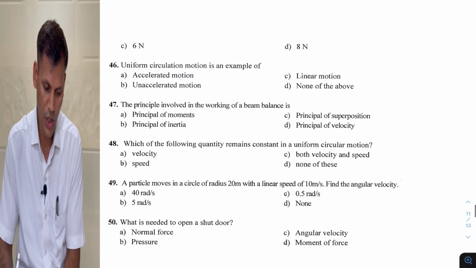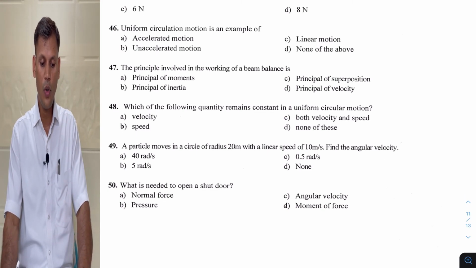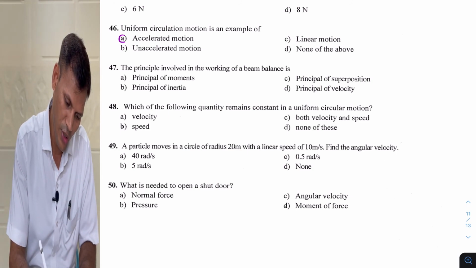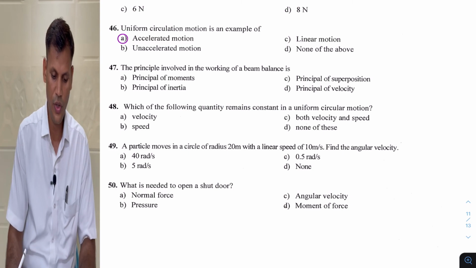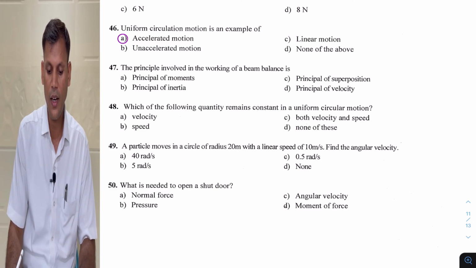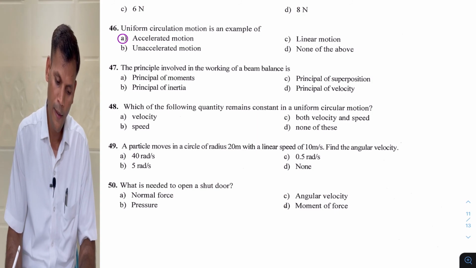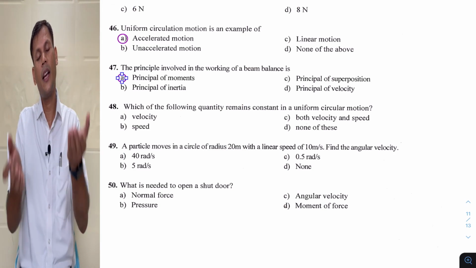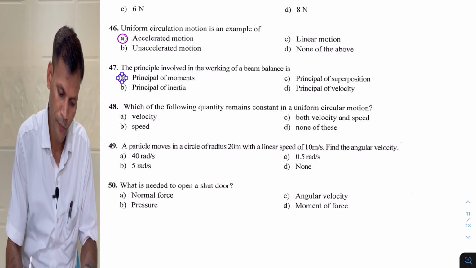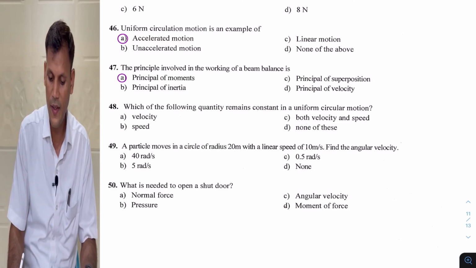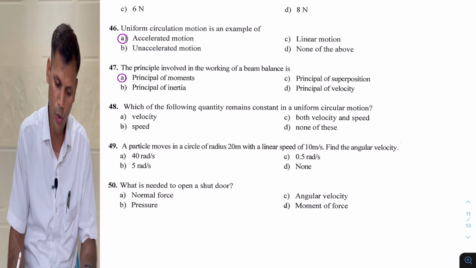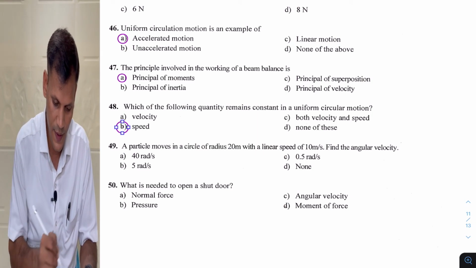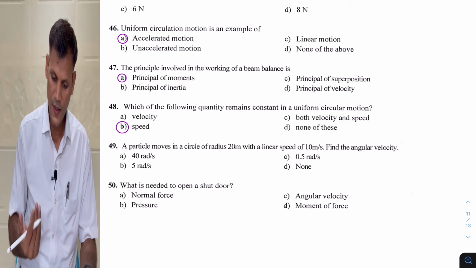Now next is question number 46. Uniform circular motion is an example of accelerated motion. The principle involved in the working of a beam balance is the principle of moments. One time clockwise moment, another time anti-clockwise moment. Which of the following quantities remains constant in a uniform circular motion? Already earlier we discussed this, that is the speed.